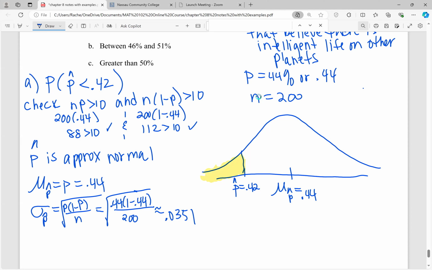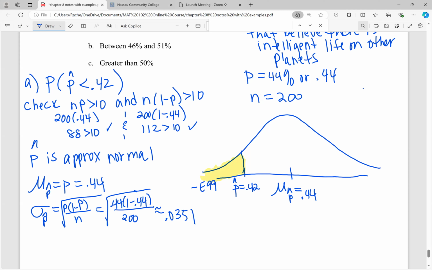So we're going to pull up normal CDF. We need to tell it the lower and upper bound on the shaded region, right? So since we're coming in from the left, the lower bound is going to be negative E99. The upper bound is going to be 0.42. The mean is 0.44, and the standard error is 0.0351. And we could plug that into the calculator together.